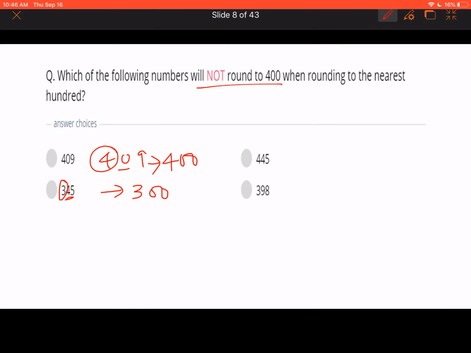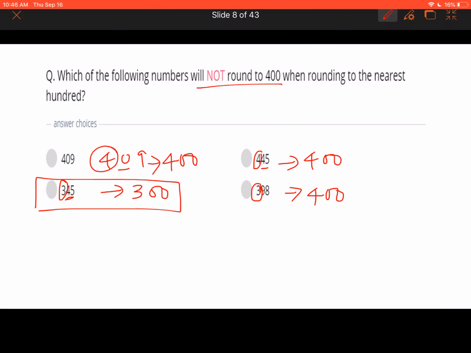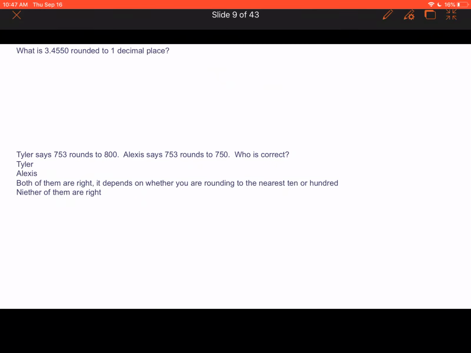In the case of 445, the value is lesser, so it is rounded to 400. In the case of 398, the value is more than 5, so it gets rounded up and it is going to be 400. So the only number that, when rounded to the nearest 100, does not give 400 is 345. It's a tricky question whenever we are asked to find the one that is not.